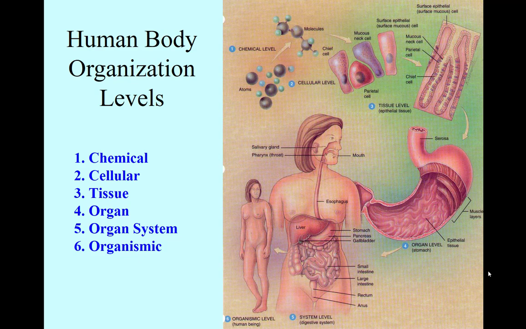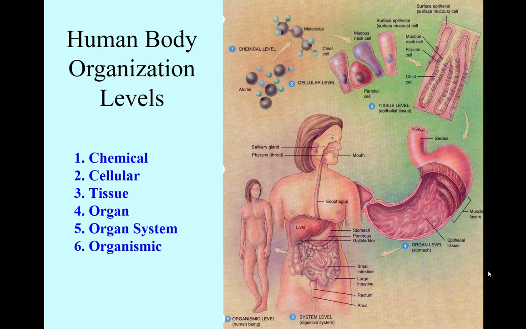Then we go to the cellular level where we have different cells, which are much larger than the chemicals or molecules we're talking about. And then the cells come together to make up tissue. And we'll talk about the 4 main tissue types in human and animal tissue. And then those tissues make up organs. So whether it's the heart or the lungs or the stomach, the tissues make them up.